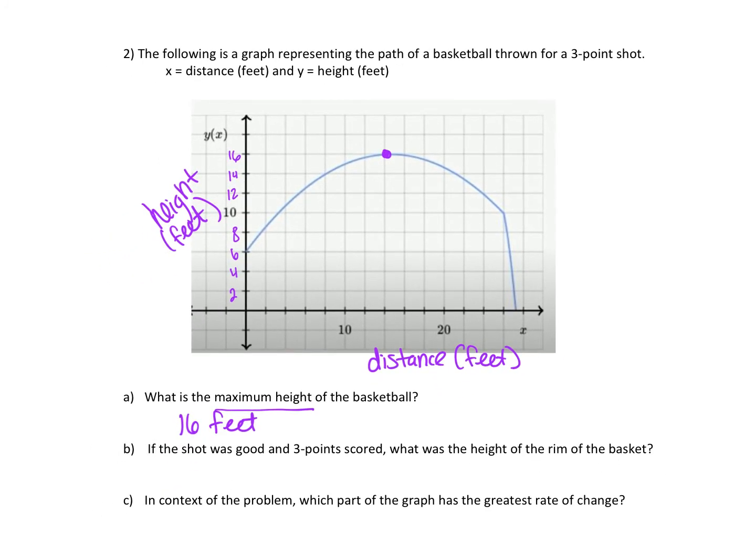Question B says, if the shot was good and a 3-pointer was scored, what was the height of the rim of the basket? Well, that means the ball would have gone in right here. You can kind of see it changes trajectory there. So that would have been the height of the basket. So that would have been 10 feet. So we could say our hoop is like this.